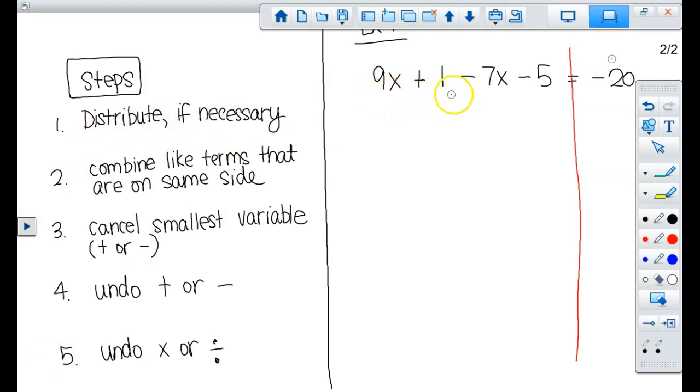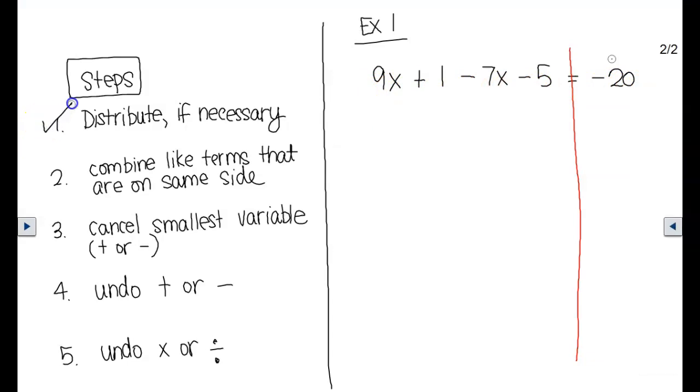So when I look at this problem, do I need to distribute? The only way I would need to distribute is if there were parentheses, if there were groups in this problem. And when I look at it, I don't see any groups. I don't see any parentheses. So I do not need to distribute. I'm going to go ahead and check that as done because it is not necessary in this problem.